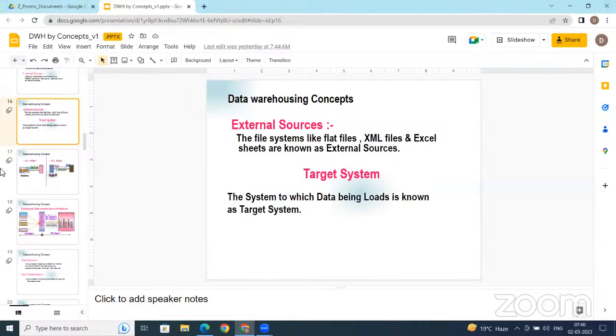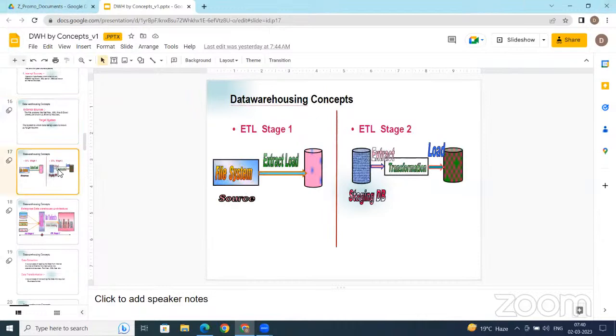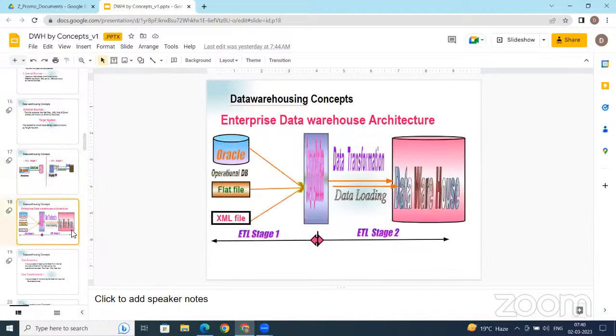If you see here, you cannot directly load the data from the source into the data warehousing system. So we extract data from the source and load it into the staging area. Again, from the staging area, we extract the data after applying transformation rules, and then we finally load the data into the target system. So this is the general enterprise architecture, which we discussed yesterday.